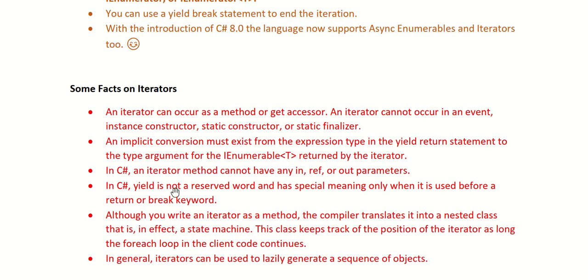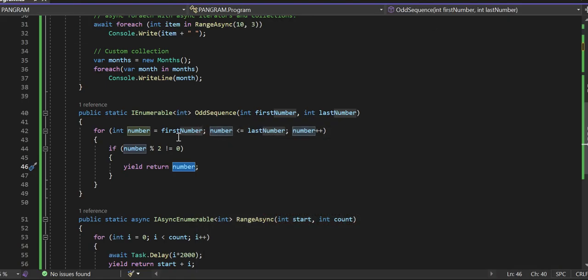In C#, an iterator method cannot have any in, ref, or out parameters. In C#, the iterator method doesn't support the in keyword, ref keyword, or out keyword in its method signature. In simplest words, it doesn't support any ref parameters, out parameters, or any kind of in keywords. So it should be a very plain signature.